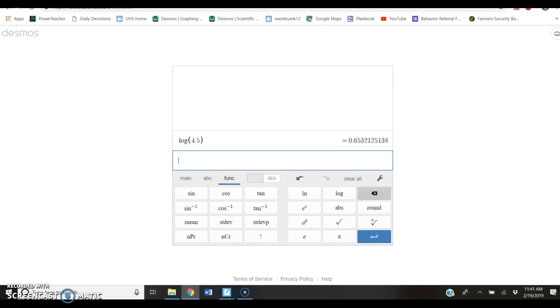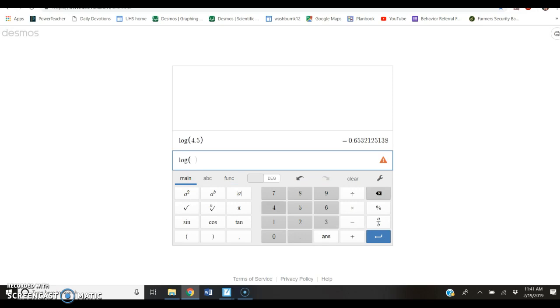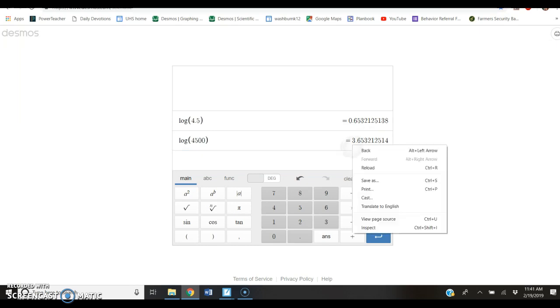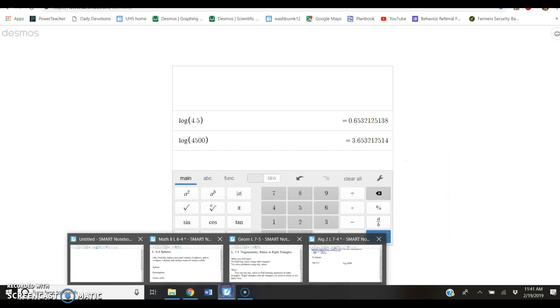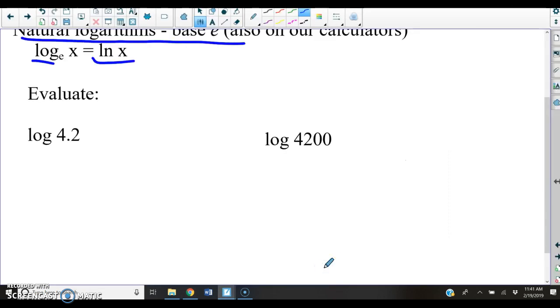I want the logarithm of 4500. I want you to notice something. Notice how the decimal parts are the same, and this just has a 3 with it. And I think my example was 4.2, but that's all right.